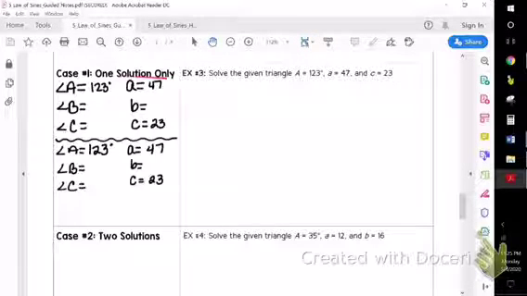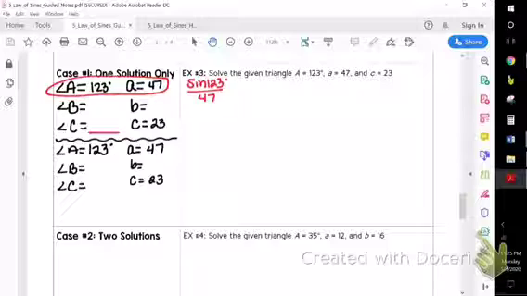Well, they gave us angle A and side A, so we can use the law of sines, and they gave us side C, but we don't know angle C. So let's use that. We're going to take sine of angle A over side A, plugging in my numbers here, equals sine of angle C over side C, which was 23. Just like what we did on the others, we're going to cross multiply and divide. So I'm going to do 23. Actually, you know what? I'm going to do the other one first because it's got my variables.